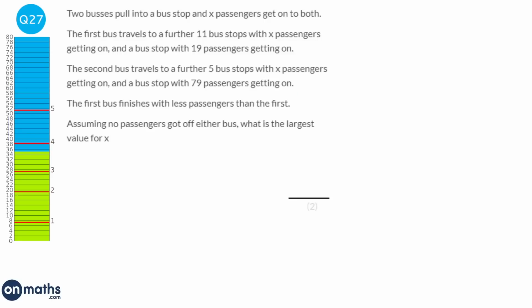So we're going to write an expression for the amount of people on the first bus. They've started with X passengers and they've gone to 11 bus stops with X passengers. So altogether that is 12X. So for the first bus we've got 12X, and then on the last bus stop, 19 passengers get on, so plus 19.